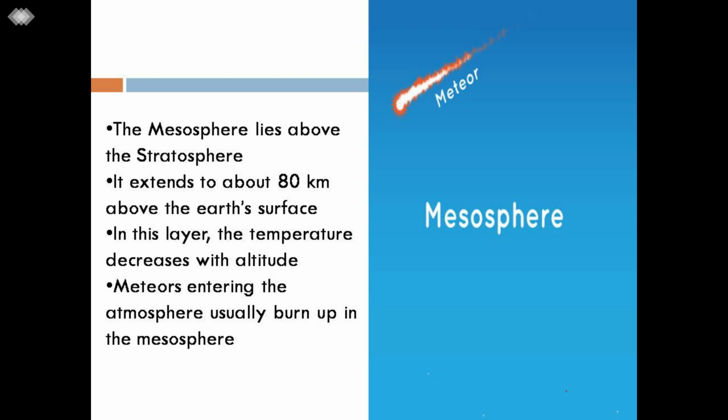The temperature drops with increasing altitude to the mesopause, which marks the top of this middle layer of the atmosphere. As I already said before, the temperature decreases with altitude, which means it is the coldest place on earth and has an average temperature around minus 85 degrees Celsius.